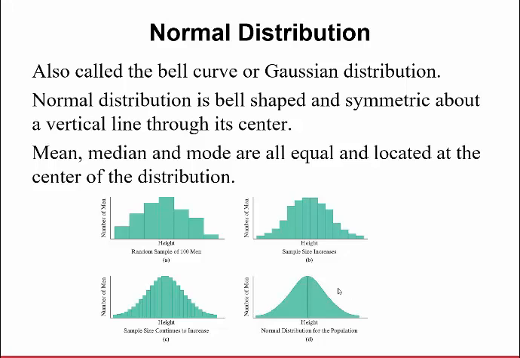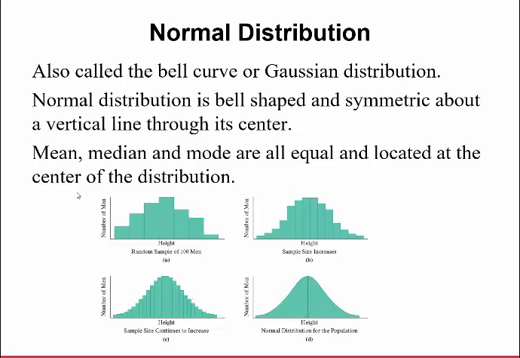Okay, the other awesome thing about a normal distribution is that the three measures of central tendency, the mean, the median, and the mode, are all equal. So for something that's normally distributed, the mean is equal to the median is equal to the mode, and they all occur at the center of the distribution right here.